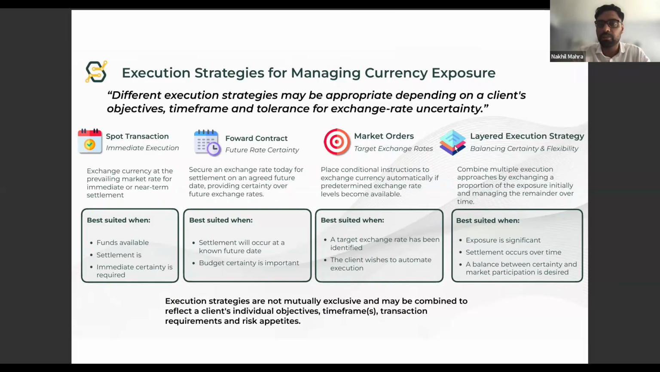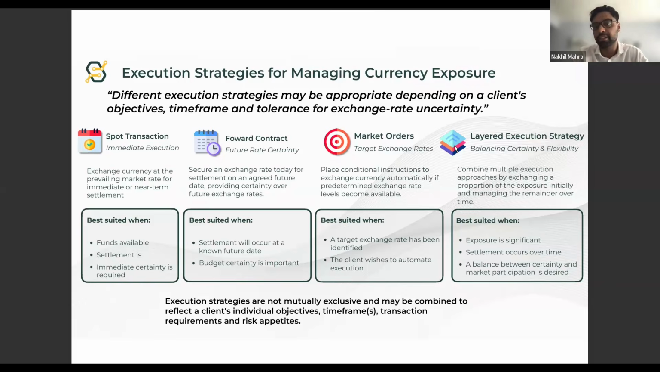Simple as that. Market orders. You may have a target rate in mind. You may want euro dollar to be back at 1.20, for example, before you purchase your dollars. Again, we can put an order into the market. Currency markets are active 24/7.